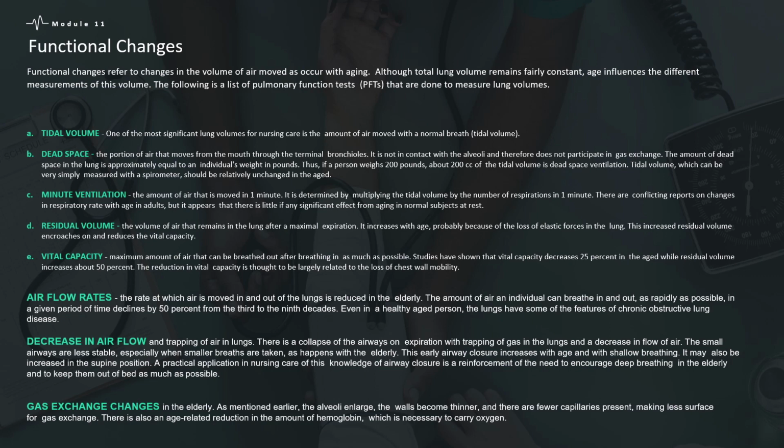Gas exchange, changes in the elderly. As mentioned earlier, the alveoli enlarge, the walls become thinner, and there are fewer capillaries present, making less surface area for gas exchange. There is also an age-related reduction in the amount of hemoglobin, which is necessary to carry oxygen.